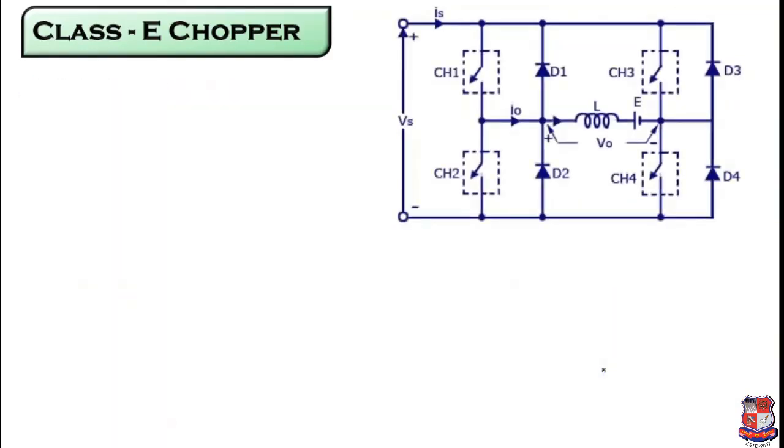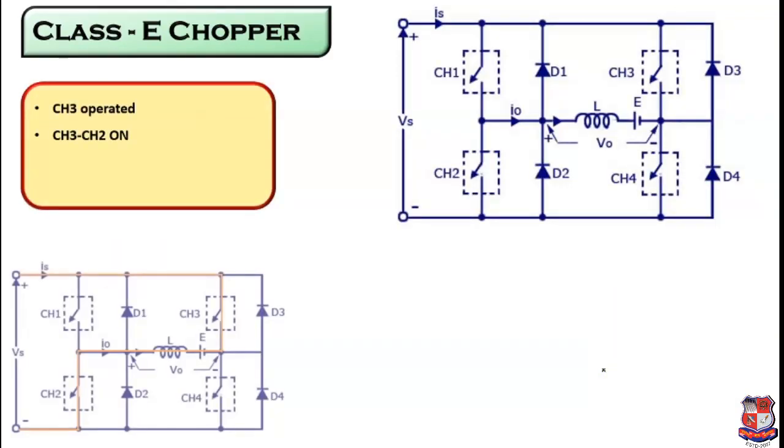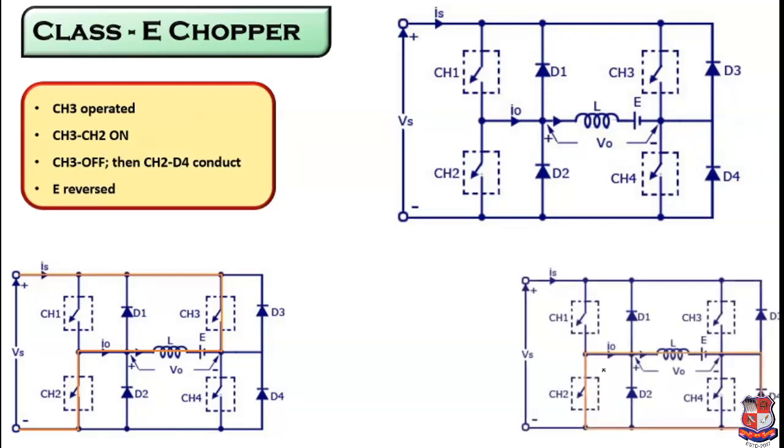Similarly, in the third quadrant operation, initially chopper 3 is operated and then chopper 3 and chopper 2 are both turned on. As a result, the direction of current is reversed and the voltage E is also reversed, and as a result the output voltage VO is also reversed. Okay, so you will get both quantities negative, and next CH2 and D4 operate. So as a result, this will operate in the third quadrant. V is negative and I is also negative.